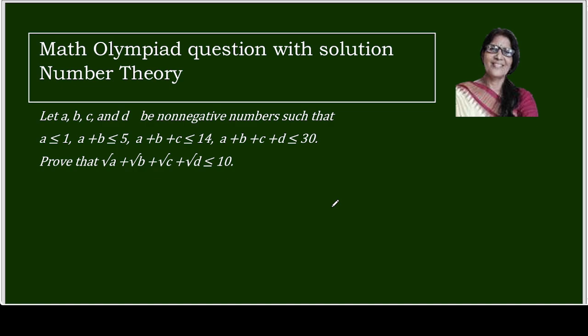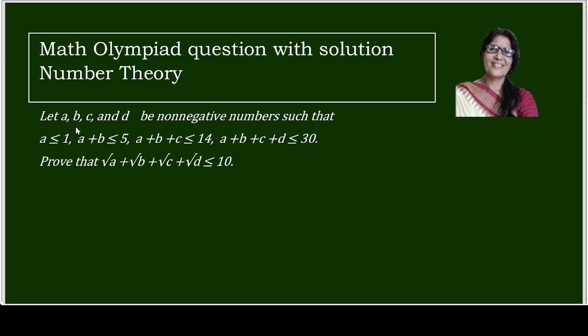So today I have taken a question from number theory. Let a, b, c and d be non-negative numbers such that a is less than or equal to 1, a plus b is less than or equal to 5, a plus b plus c is less than or equal to 14, and a plus b plus c plus d is less than or equal to 30. We have to prove that square root of a plus square root of b plus square root of c plus square root of d is less than or equal to 10.